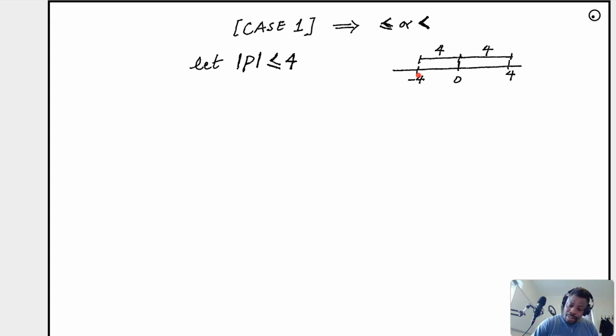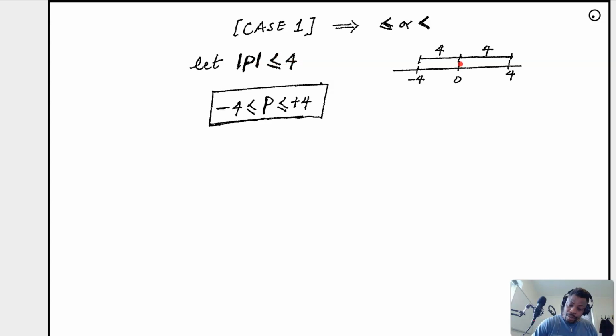So what it's telling me is that the modulus of p less or equals to 4 is saying minus 4 less or equals to p, and p less or equals to plus 4. That is what it's telling me, because we already know that modulus simply means distance from the origin. So modulus of p is less or equals to 4.